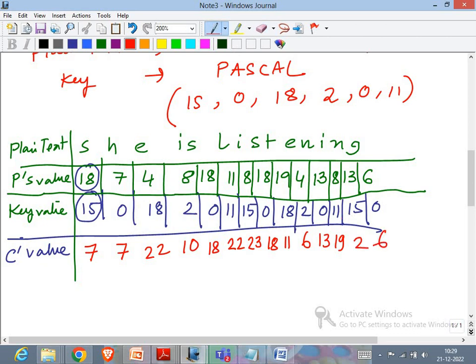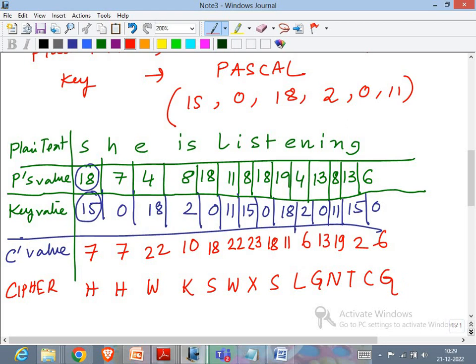Now what we have to do? We know the cipher value. Go back to the previous table, the generic table that we have. Convert this to the alphabetical equivalent. So 7 will be H. Good. So the cipher text I am talking about: H. 22 was W. 10 was K. 18 was S. 22 is W once again. 23 is X, S, L, G, N, P, C, G.